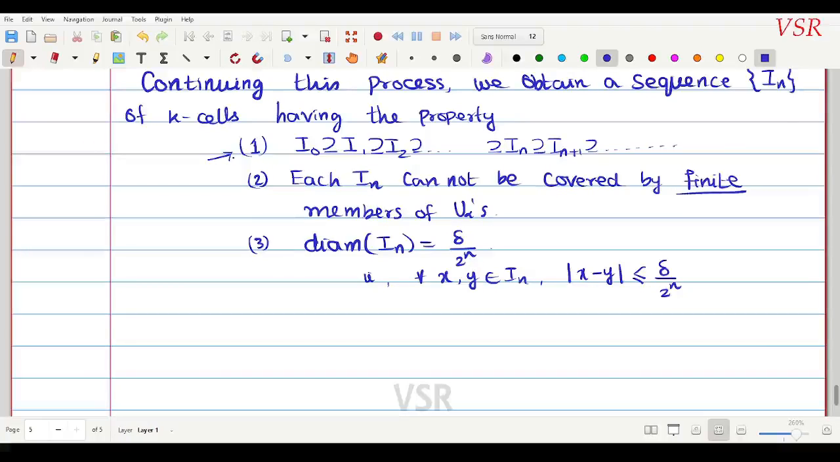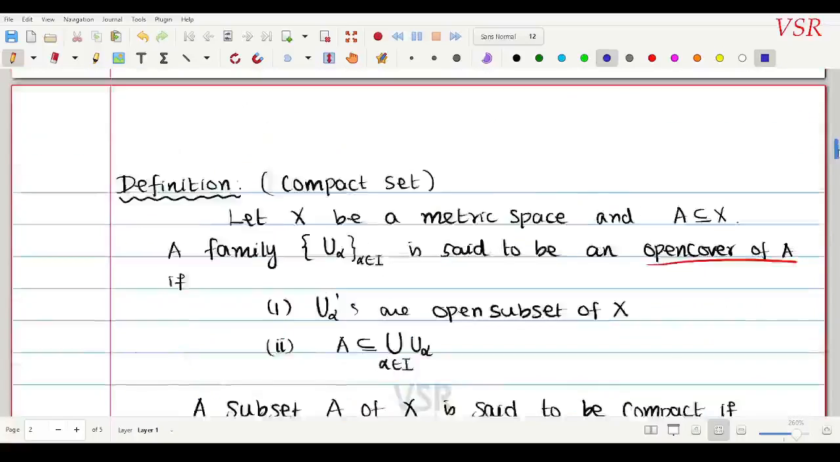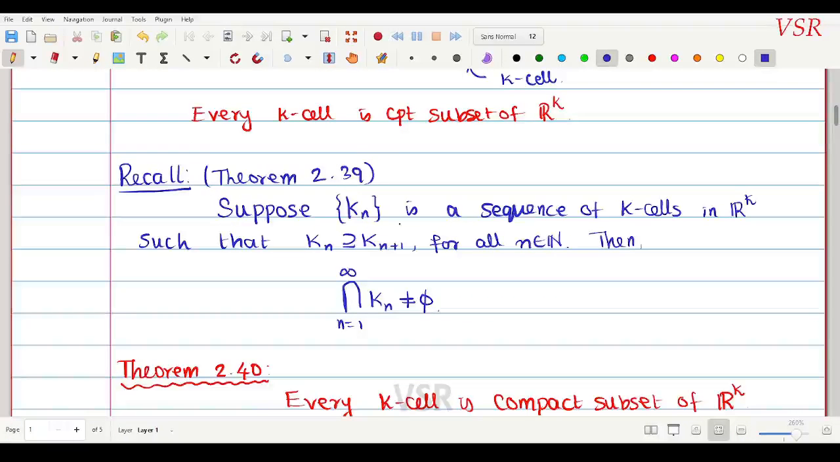We saw a theorem earlier, by theorem, I don't remember the theorem number. We have that the arbitrary intersection of all In, n equal to 0 to infinity, is non-empty. By the theorem: suppose Kn is a sequence of k cells in R power k such that Kn contains Kn plus 1 for every n belonging to the natural numbers, then the intersection is always non-empty. This is what we have used.